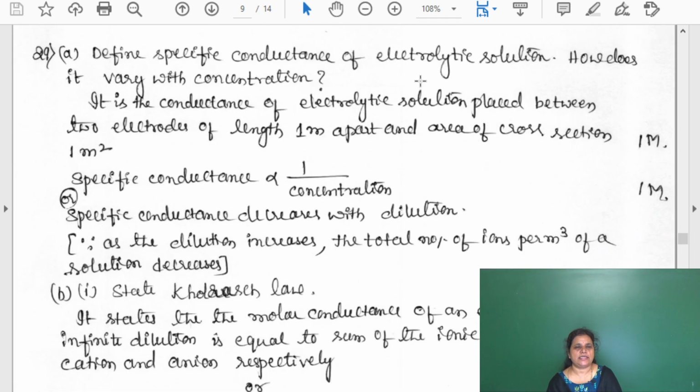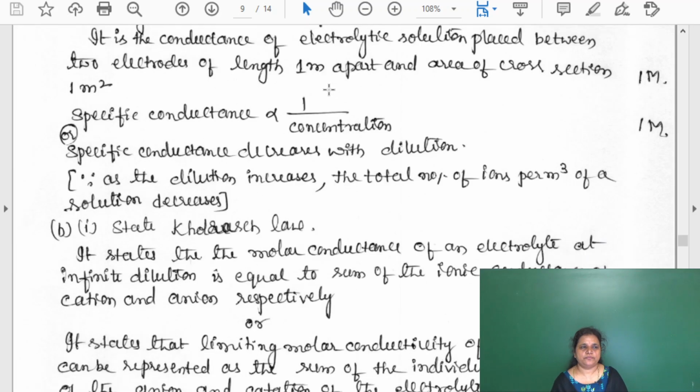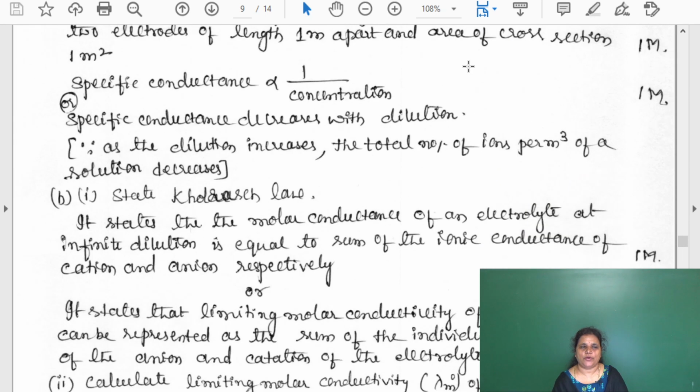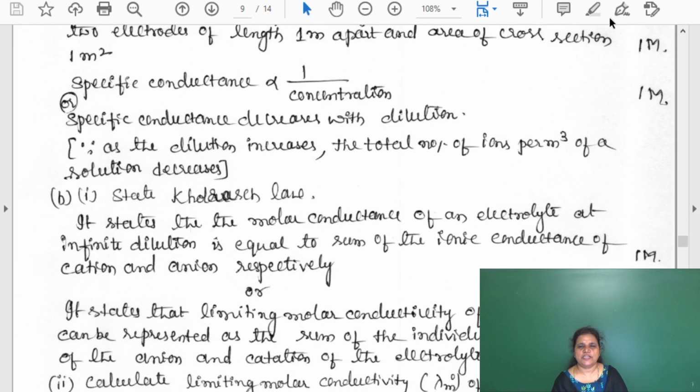Define specific conductance of electrolytic solution. How does it vary with concentration? The specific conductance of an electrolytic solution is nothing but the conductance of electrolytic solution placed between two electrodes 1 meter apart and area of cross section 1 meter square. So this is the definition for specific conductance of electrolytic solution. They have asked how it varies with the concentration. That definition carries 1 mark.